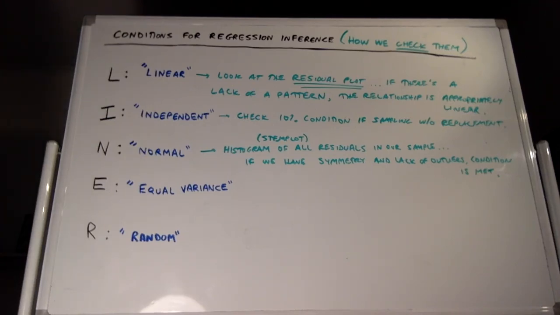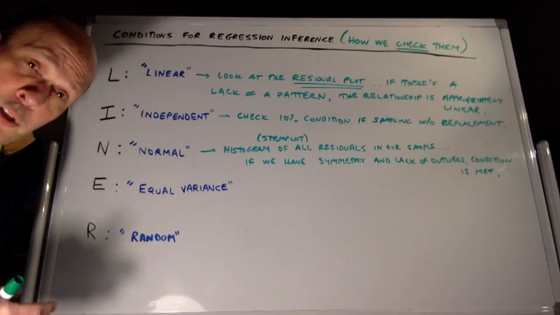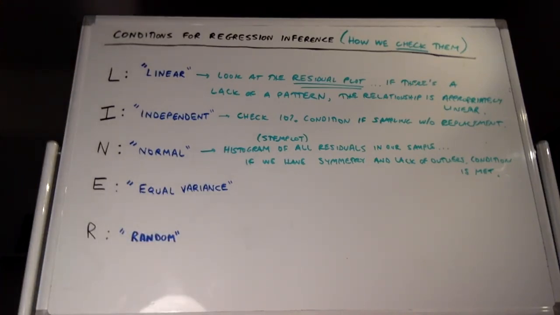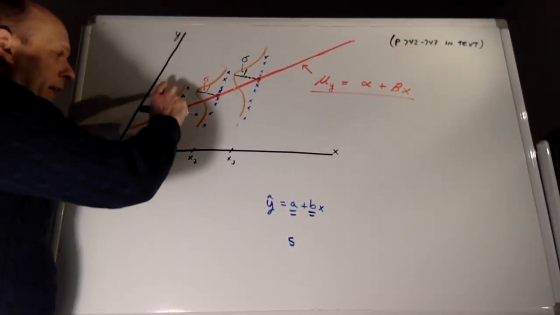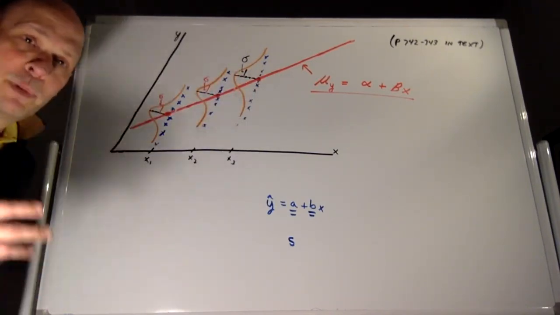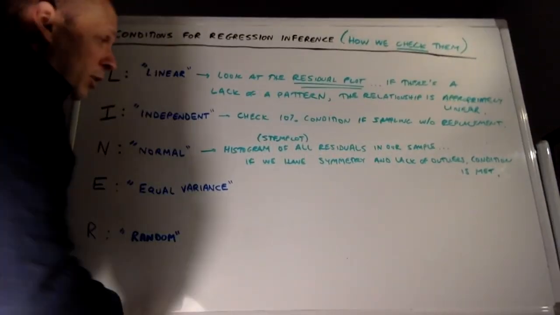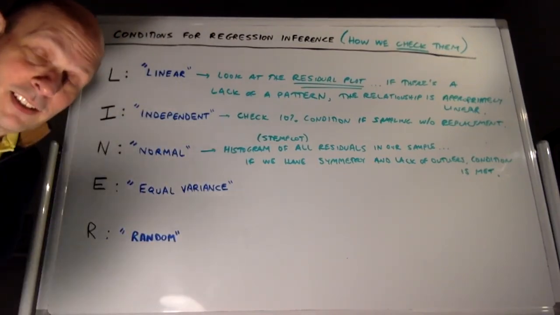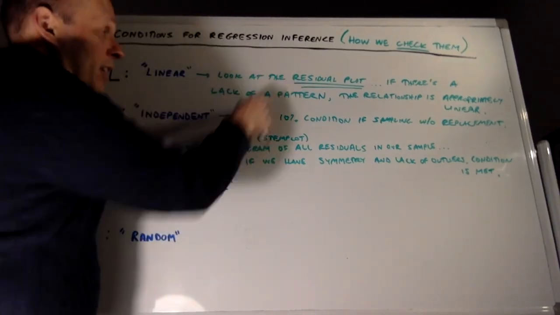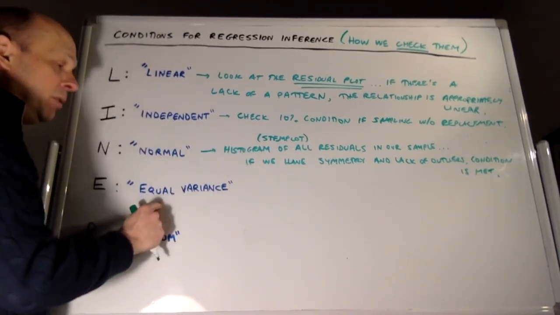Again, we're not looking for perfect normality, but we don't want to see major departures from normality like severe skew or outliers. Okay, equal variance. In this case, we want to vary by the same level at each X value, right? And how are we going to check that? We're going to look at the residual plot again. So we actually look at the residual plot twice. Once to check this condition, and a second time to check this condition.